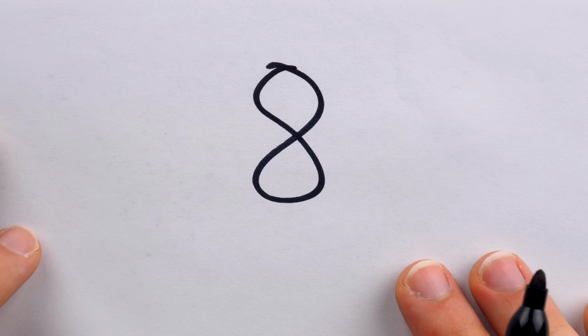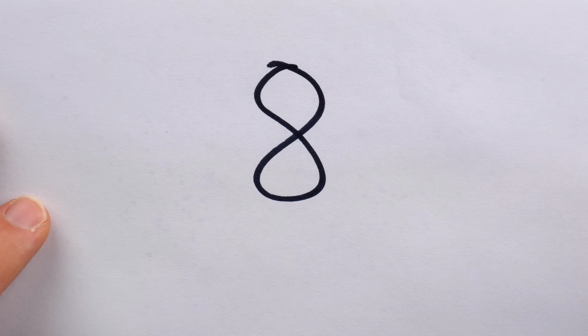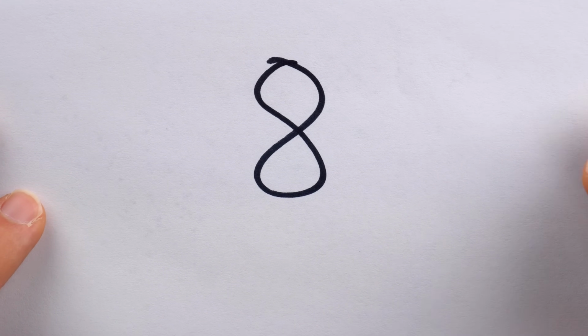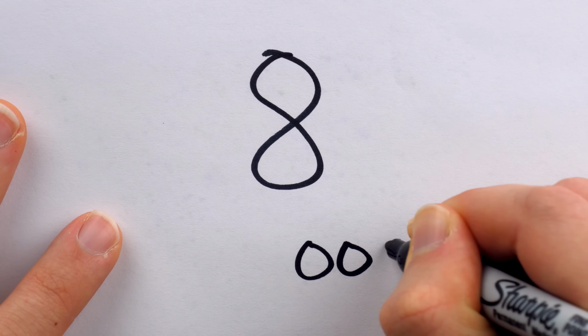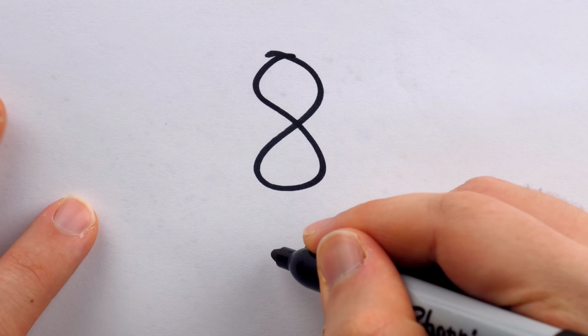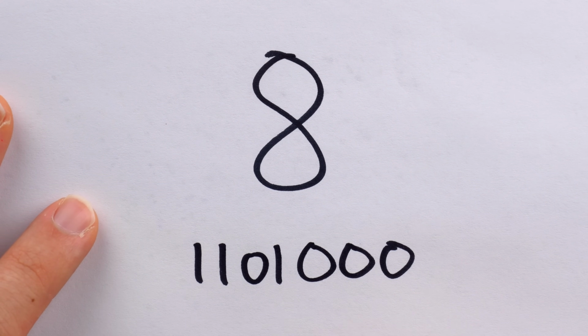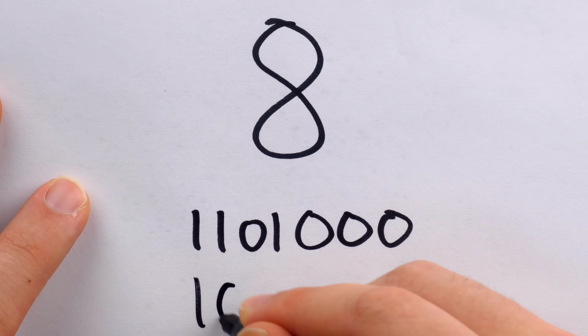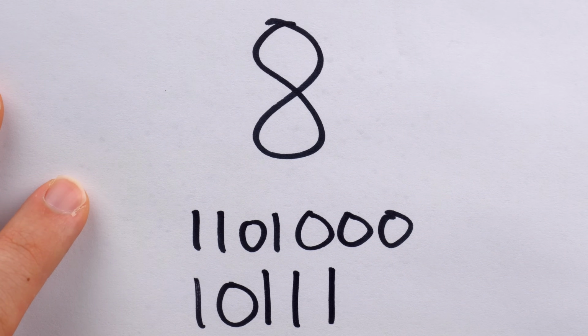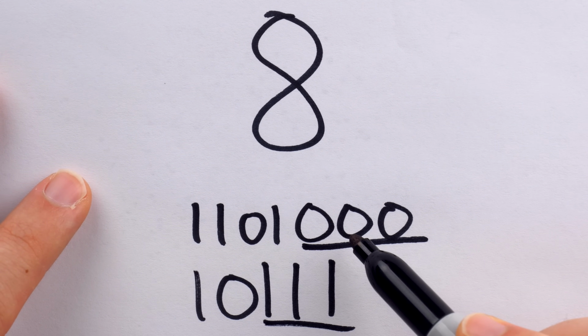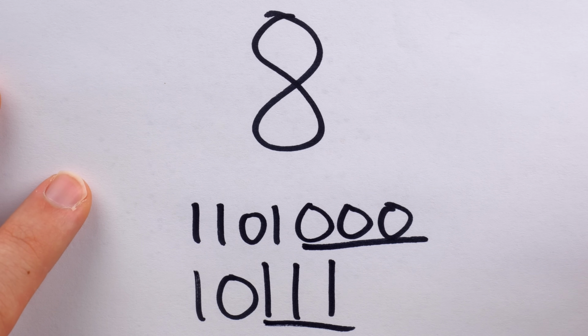Next up, 8. 8 is really easy because it's a power of 2, just like 2 and 4. We just need to check that the last 3 bits end in 0 for a binary number to be divisible by 8. For example, this one is certainly divisible by 8, whereas this one is not divisible by 8. Just check the last 3 bits. If they're 0, then the number is divisible by 8.